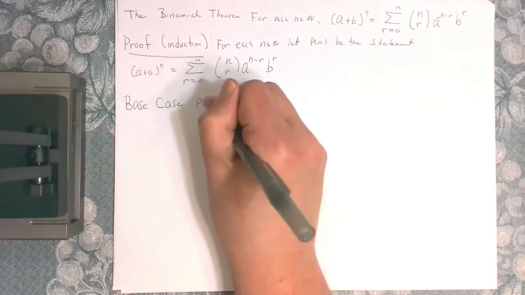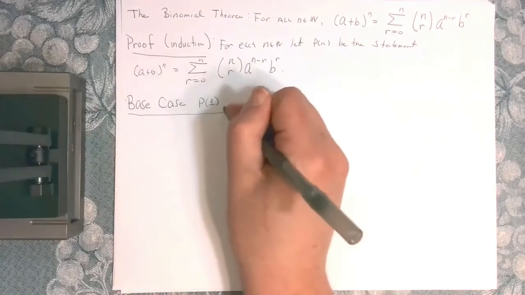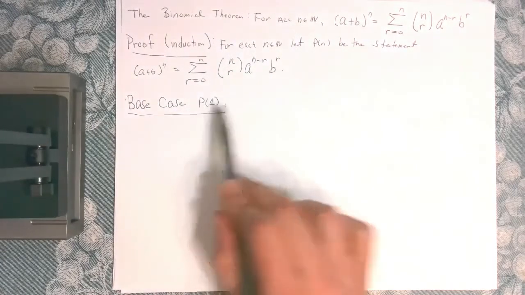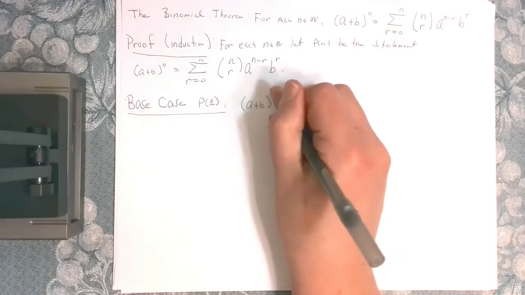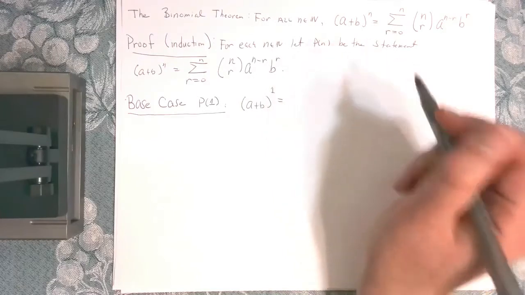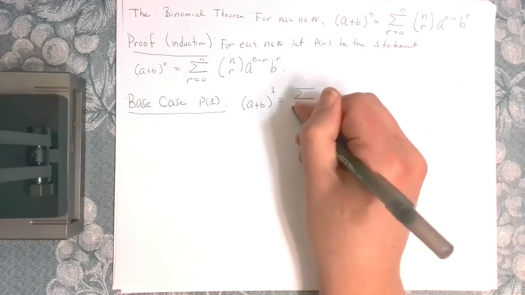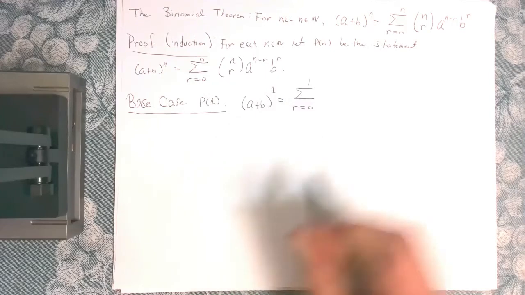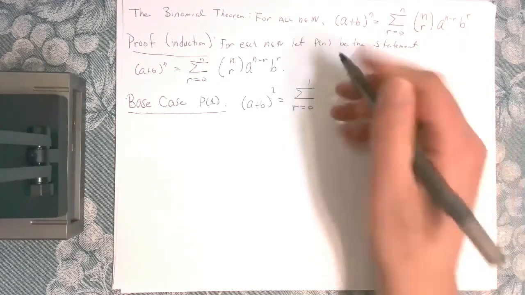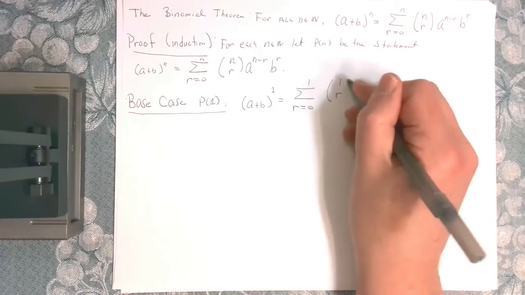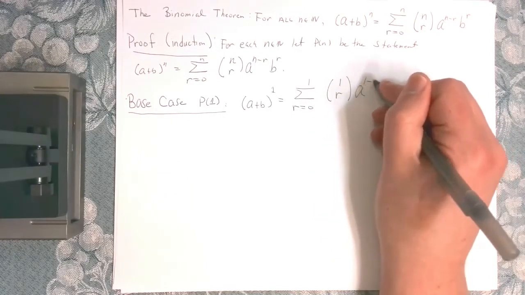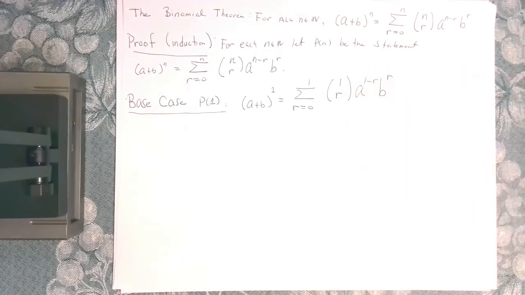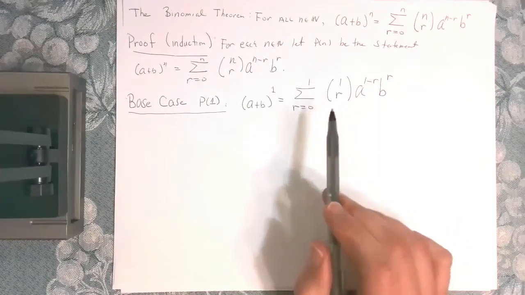So our base case is going to be P of 1. Okay, so that's the statement we get by plugging 1 in. Again, that's going in for n. So the sum goes from 0 to 1, right? Because n for all the n's goes 1. Okay, and we're just going to need to expand that out.